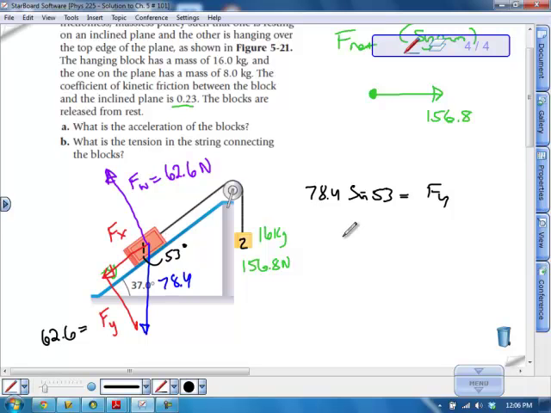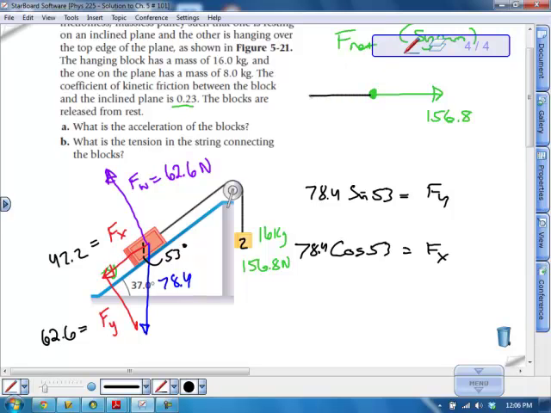Okay. Now the x component of the weight, I'll do cosine of 53 equals adjacent over hypotenuse, so it'll be f of x over 78.4. I'll multiply both sides by 78.4, and I get the x component of weight is 47.2. So this right here would be 47.2 newtons pulling the box down the ramp.